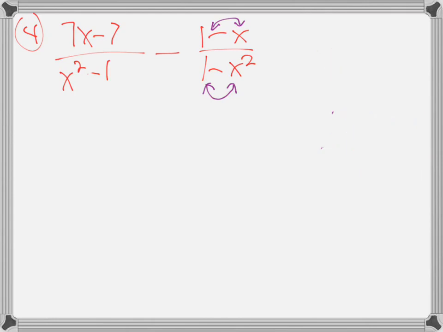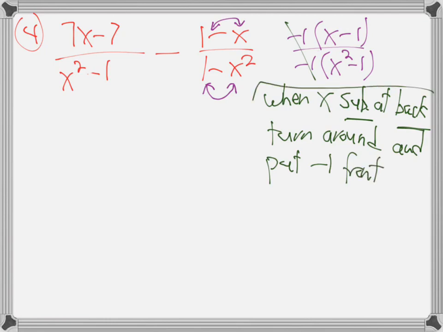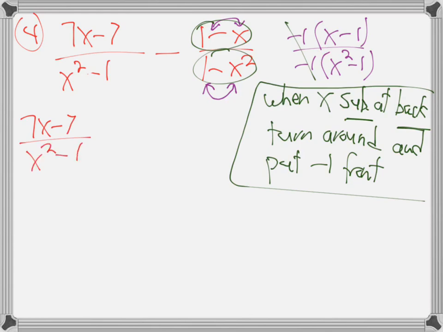Exactly. So what we'll do then is we'll say this is minus 1 and turn it around. This is minus 1 and turn it around. And then what are those two negatives going to do? Cancel out. See what happened there? So whenever x is subtracted at the back, turn around and put negative 1 in the front. That's what I just did. I took this and turned it around, I took that and turned it around and put a negative 1 in the front for each of them. And they canceled. So what I have now is 7x minus 7 over x squared minus 1 minus x minus 1 over x squared minus 1. We good to there? I just turned them both around. Negative 1's popped out, and I canceled them out.